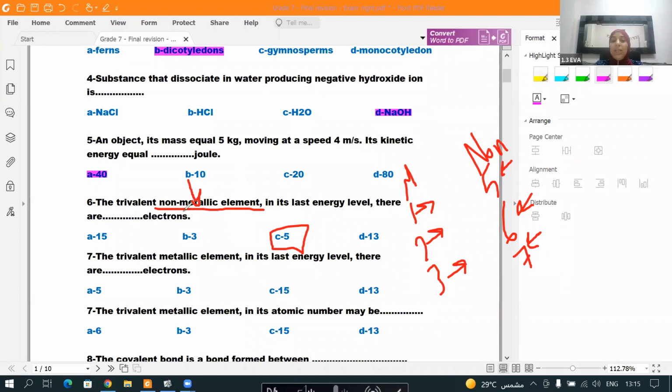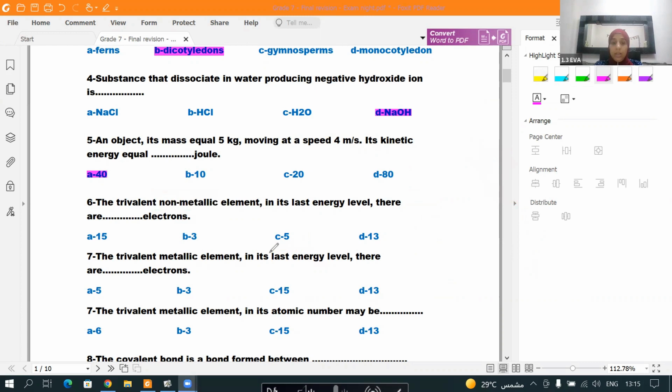So you have to look at whether it's metallic or non-metallic. Once they say it's non-metallic, this means they will gain 3, because they said tri, they will gain 3. Which means they must have 5 electrons in the outer energy level. But if they say metallic, it will be 3, not 5. Okay, guys, is this clear? Yes. Okay, alhamdulillah. Go to another question, number 7.